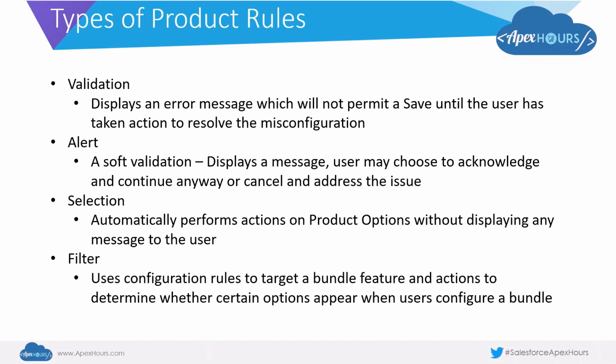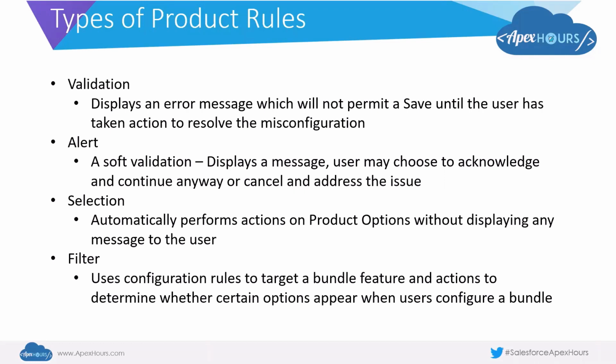The next one is selection, and this is the most popular type of product rule that is used. This one automatically performs actions on product options without displaying a message to the user. Selection rules are pretty cool, because they can really help improve the user experience. We saw that option constraints can enable or disable options, right? Product rules can do that too, but can also hide and show product options. But the most powerful feature of product selection rules is that they can add and remove options automatically when certain conditions are met.